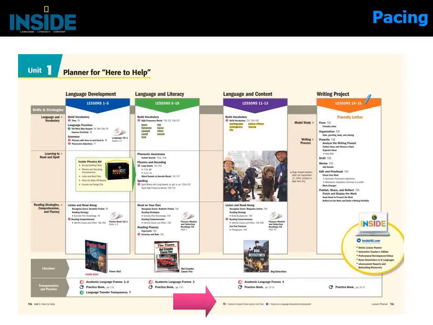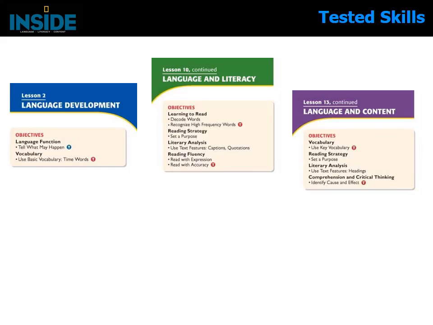Using this key here at the bottom of the page, we can see what types of skills are being tested. The red T's are skills tested on the quick check and/or on the unit test. The blue T's are skills tested using the language acquisition assessment, and the orange T's are skills tested on the unit writing test. You can also see the tested skills, which are still color-coded here in the objectives box for each lesson.